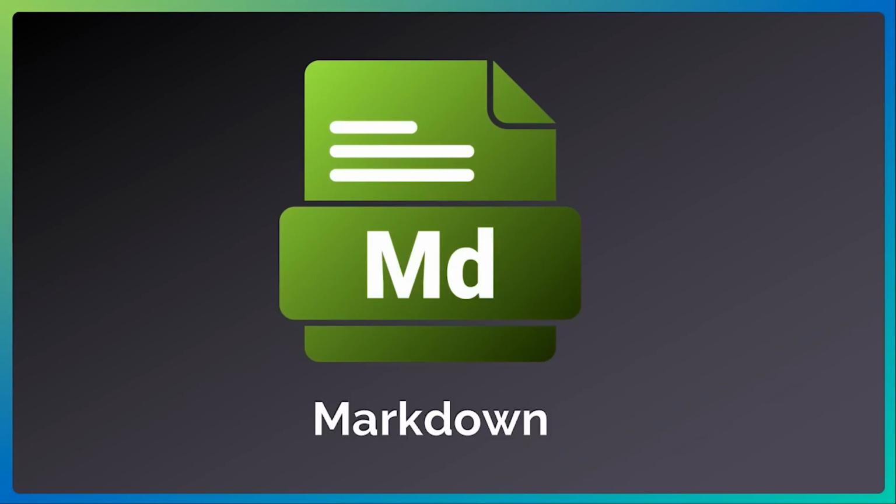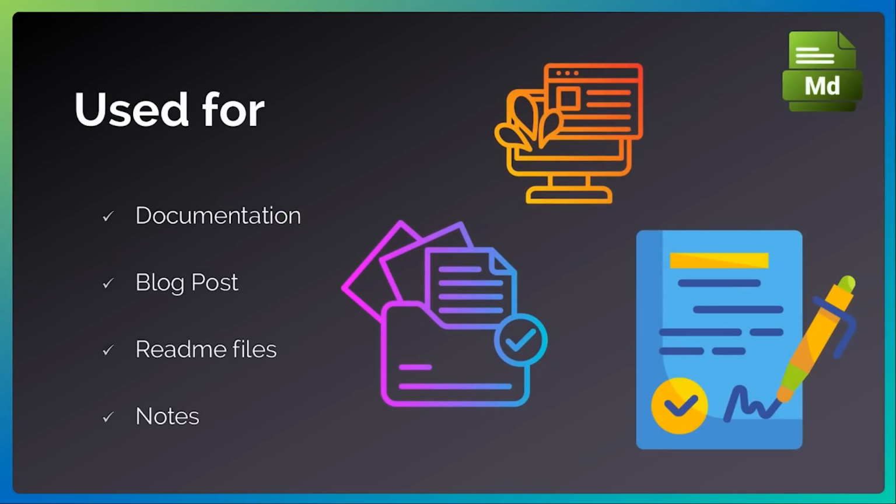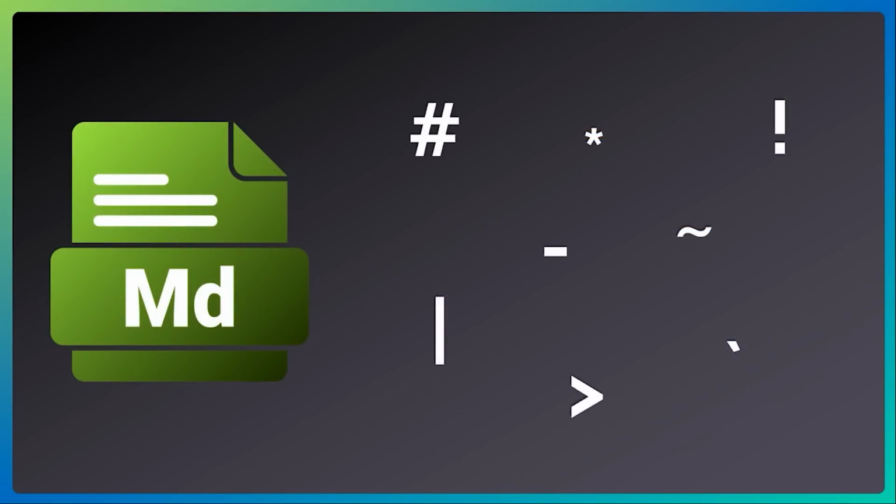So, what is Markdown? Markdown is a lightweight markup language used for formatting text in a simple and readable way. It is commonly used for writing documentation, blog posts, README files on GitHub, and even notes. Unlike HTML, Markdown uses plain text symbols to style and structure content, making it easy to write and read.